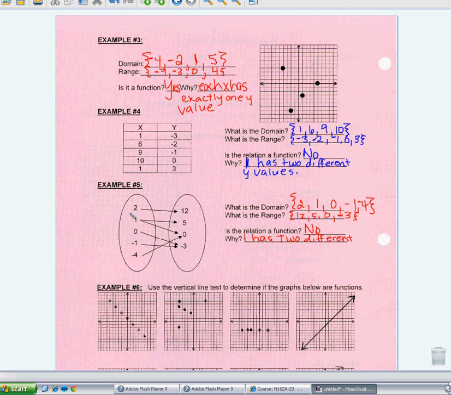So if you see these arrows split off of one of the x's, that's not a function. Number 1 has two different y values. Number 1 can only have one of them. He can't have both of them.